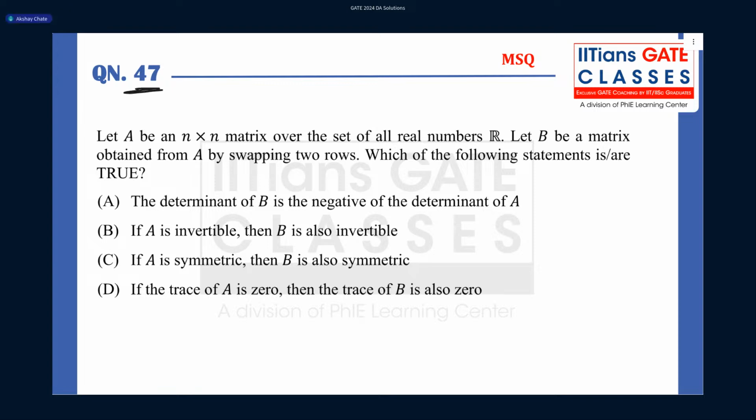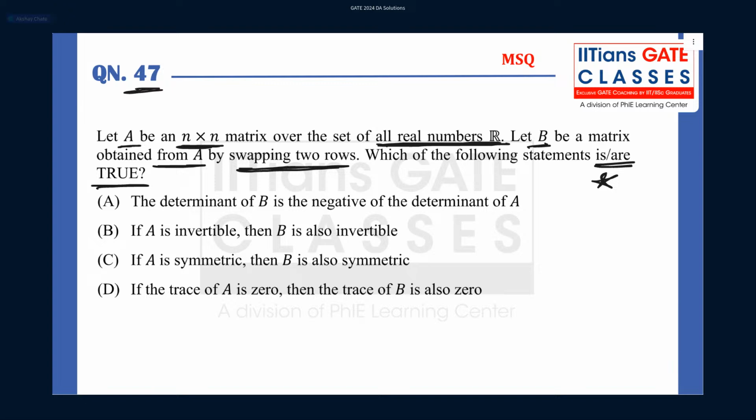This is question number 47, and it is mentioned that there is a matrix A, which is a square matrix. So determinant will be there, and it has the set of all real numbers as its elements. Then there is a matrix B, which is obtained from A by swapping its two rows. Now, which of the following statements is or are true? This is also important. It's a multiple choice question, and we need to find the true statements, not the false.